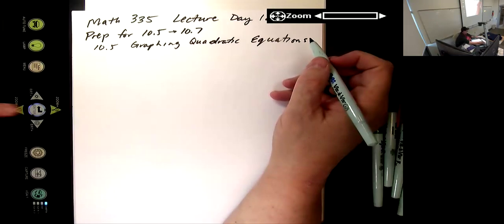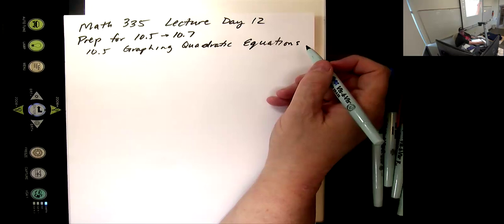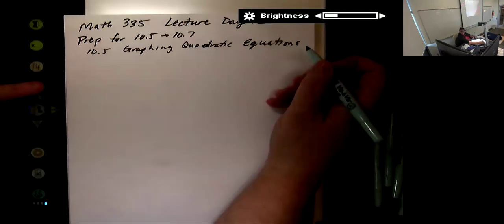10.5 is on graphing quadratic equations. I'm not zoomed out enough, am I? Thank you. Is it too bright? That's too dark.